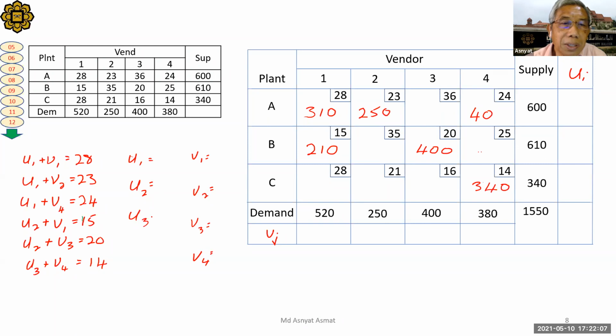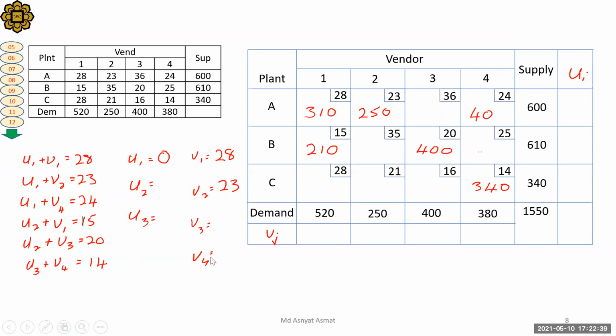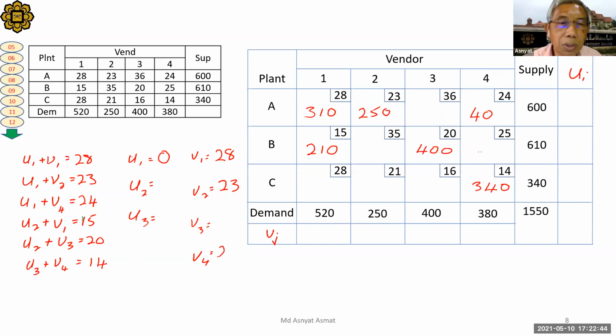Okay, normal practice: U1 equals 0. U1 is 0, V1 is 28. If U1 is 0, V2 is 23. Then again, we can get V4 from here. If U1 is 0, V4 is 24. You can have V4 here, 24.